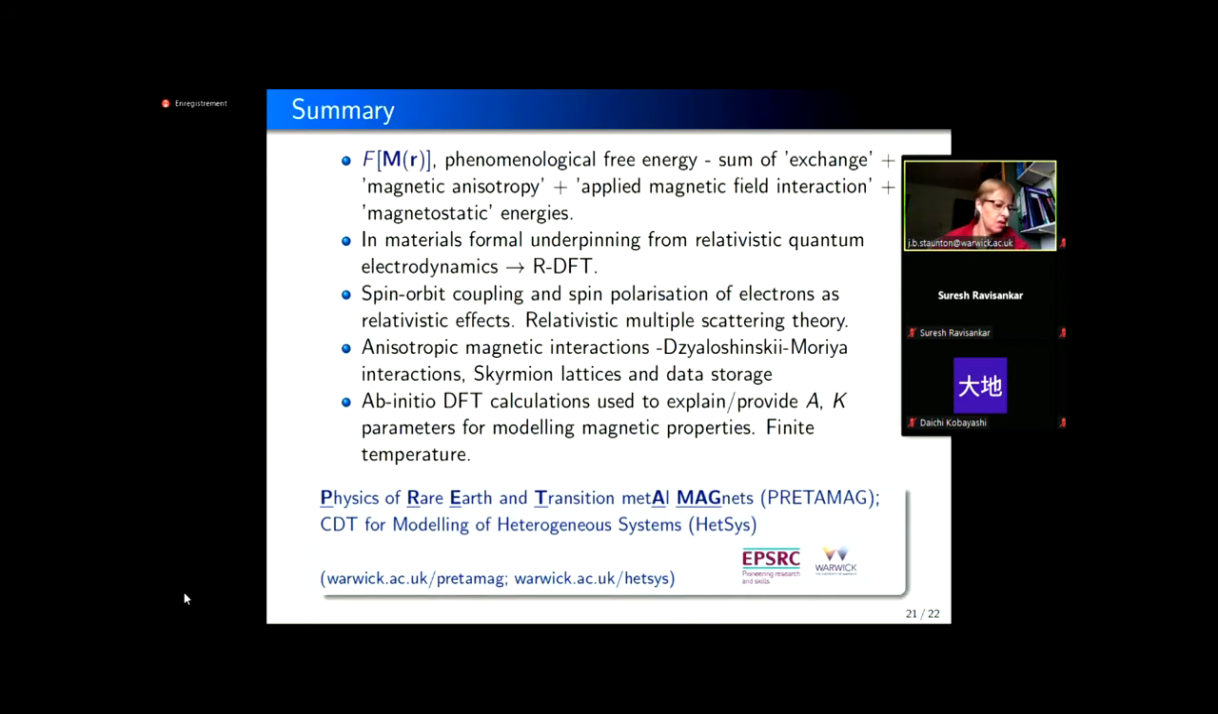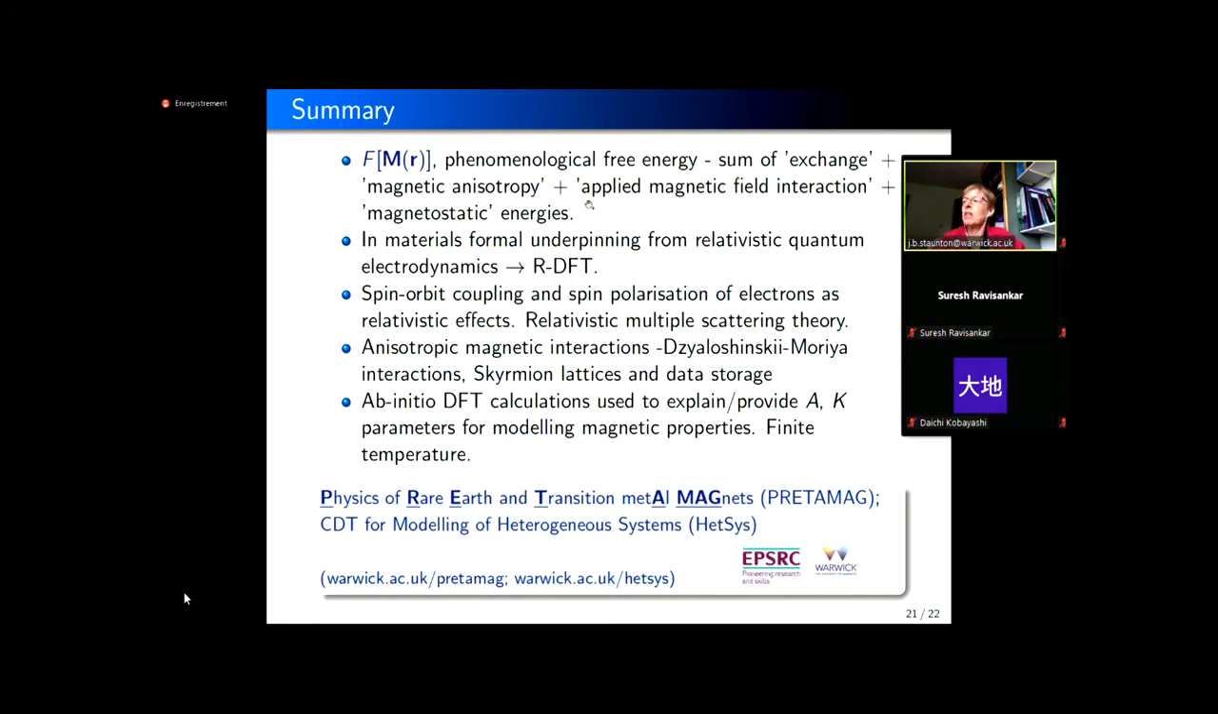Right. So I'm just going to finish up in the last few minutes. So there should be some time for questions, perhaps. So summary. So what I've started with to motivate the discussion was just a mention of the aspects that need to feed into a description of a magnet. So in terms of exchange, magnetic anisotropy, interaction between applied field and the magnetostatic parts.